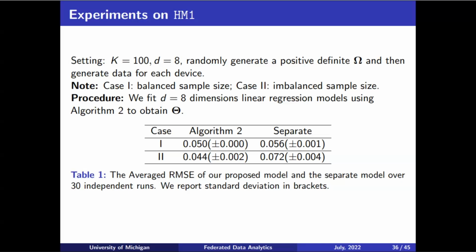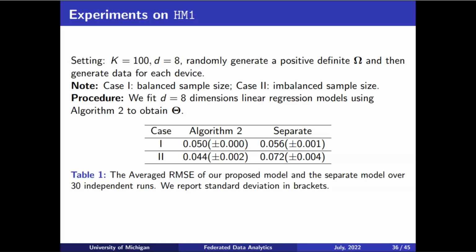In this table, the separate approach means we model the linear regression on each device separately without communication. For case 1, as you can see, because all devices have a large sample size, the separate modeling approach actually works well. However, for the second case, because the first 30 devices have very little data, the separate modeling approach has a very high testing error. Our algorithm 2, on the other hand, generates a very small testing error.